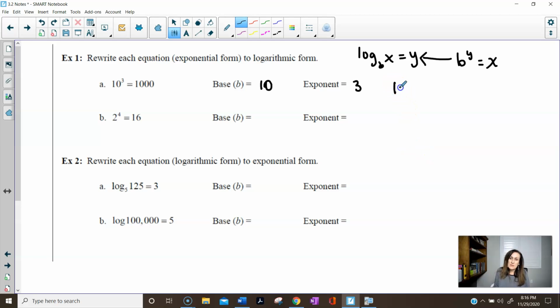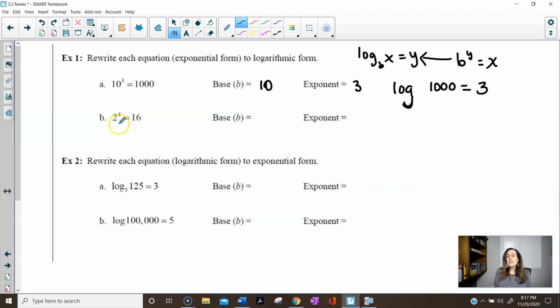We would start with log. The dropped letter is the base, and the base happens to be 10. Then the answer was 1,000. So 1,000 is your x, which equals your exponent, which is 3. Because this is a common log, we really don't need that 10, so I just erased it. You could just write it as log 1,000 equals 3.